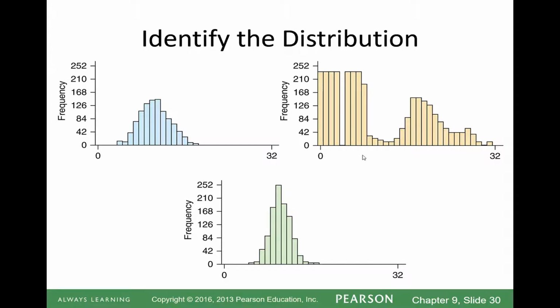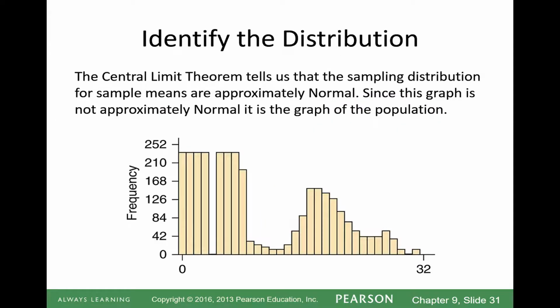The central limit theorem tells us that the sampling distribution for the sample means is approximately normal. Since this graph is not approximately normal, this is a graph of a population.